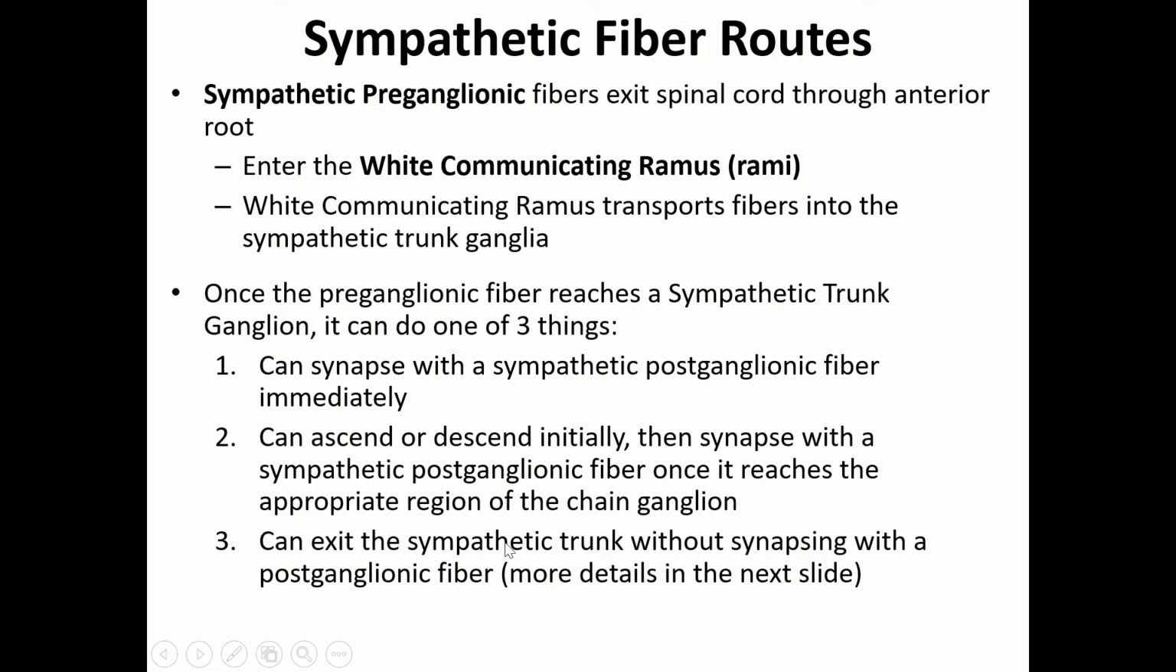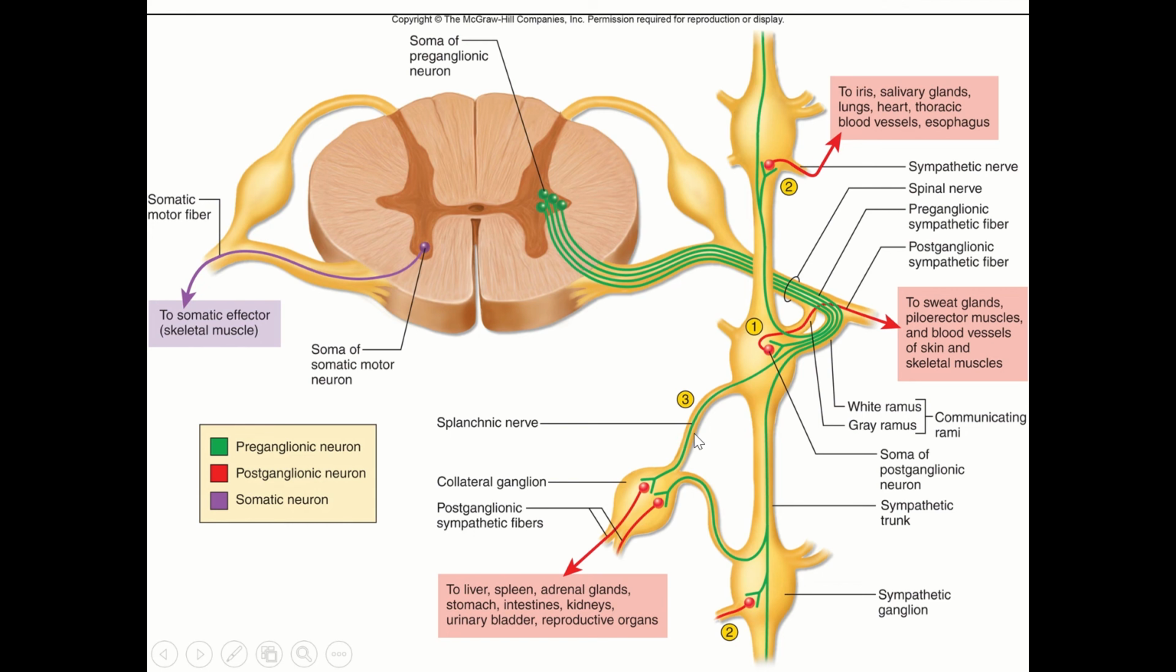The other option is that right over here, that preganglionic neuron can ascend or descend and then synapse with a postganglionic fiber. And so you can see right over here, if you follow one of the preganglionic neurons, it could enter this chain or this trunk, and it could ascend right up here to then synapse on its postganglionic nerve, right? Or it could descend to synapse on its postganglionic nerve.